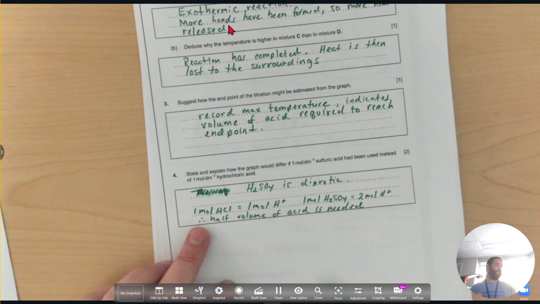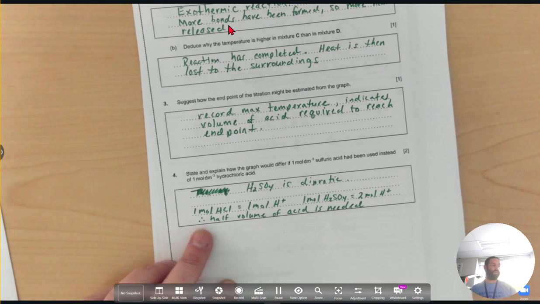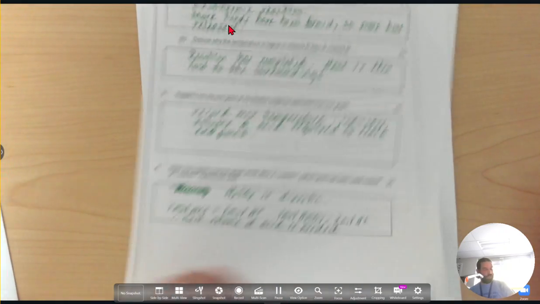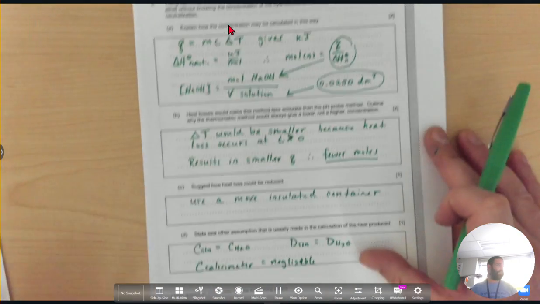So I said for every 1 mole of HCl, we make a mole of hydrogen ions. And for every mole of sulfuric acid, we make double. So half the volume of acid will be needed. If it says state and explain how the graph would differ, I would say the endpoint would be at half the volume. But I think I probably gave enough information there.